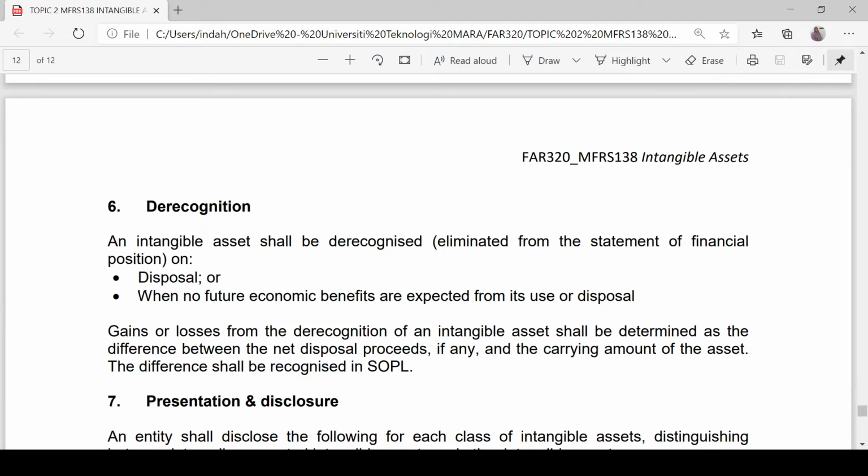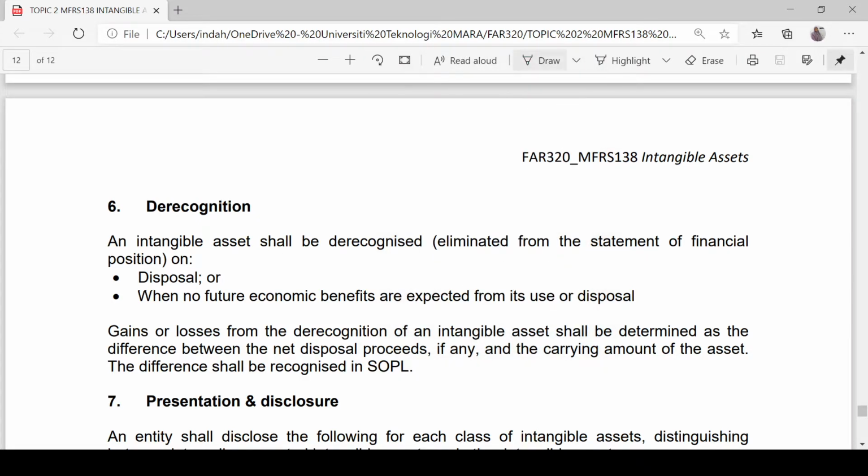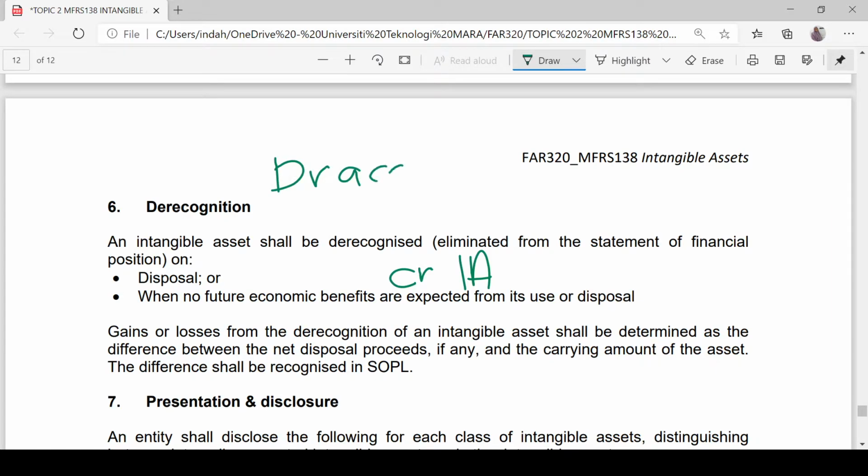To derecognize an intangible asset, we are going to credit the intangible asset account. And then we are going to remove also all the related accounts. We are going to debit any accumulated amortization, and then debit any accumulated impairment loss. And then we are going to record the payment received, or the cash or consideration received from the disposal of the intangible asset.